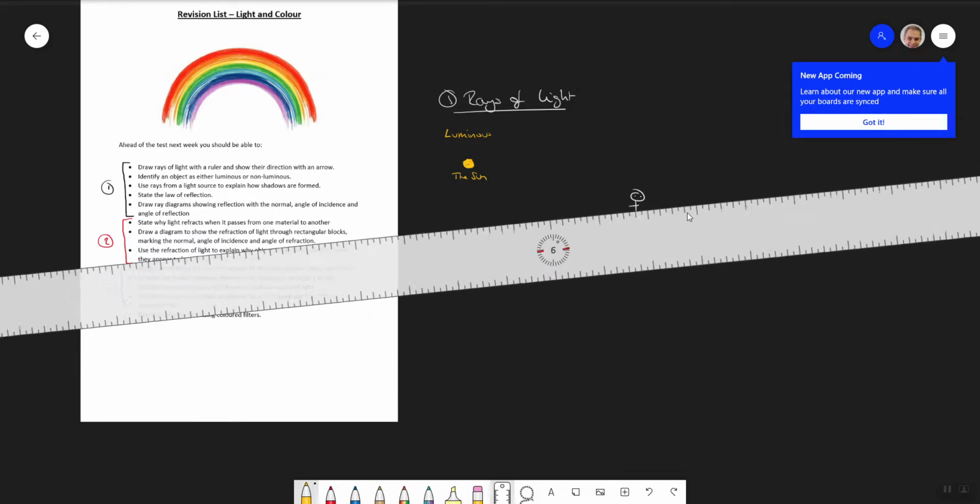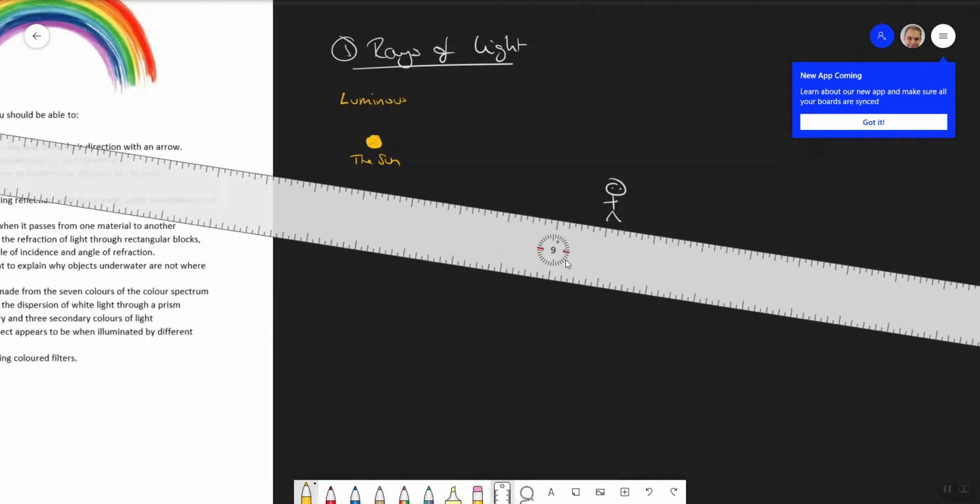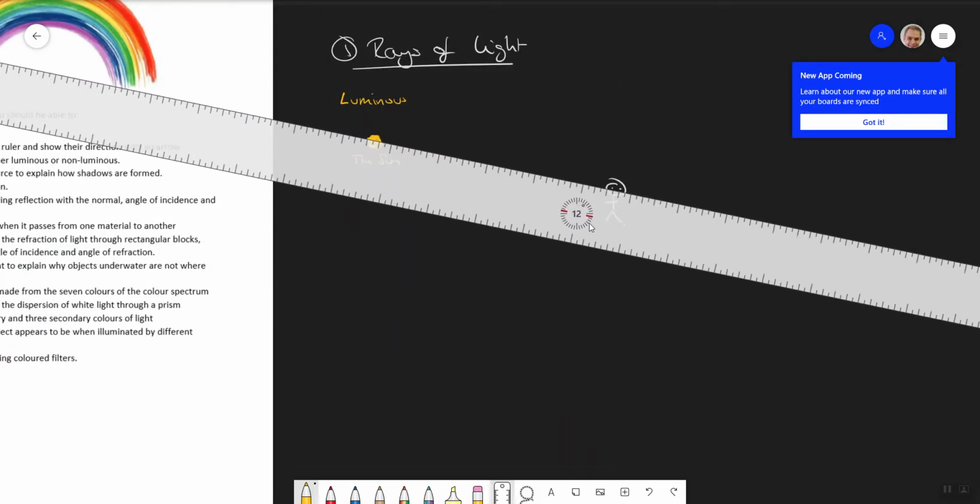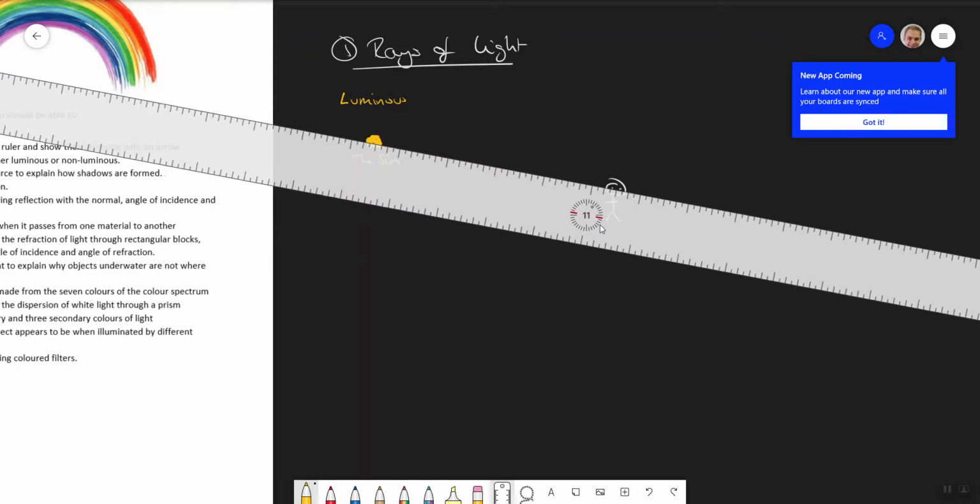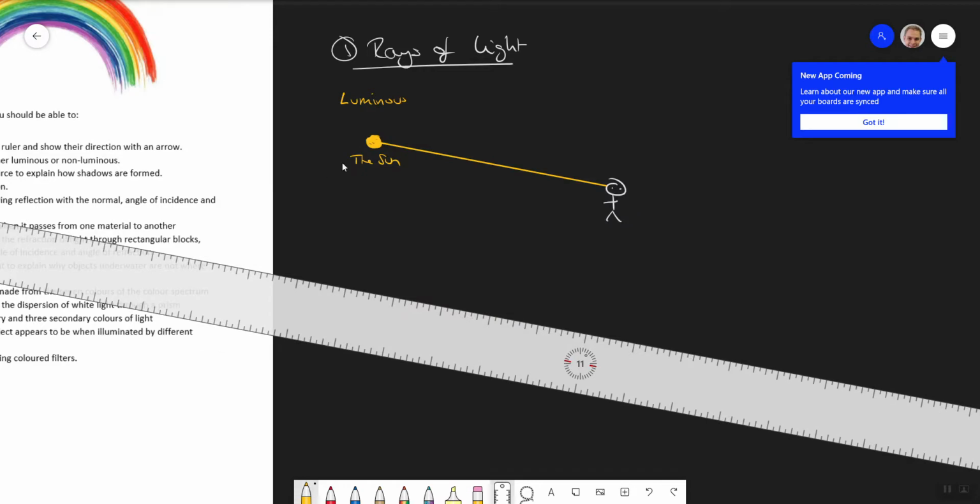And the key thing is that whenever we draw rays of light, we use a ruler. So we have the sun, we connect it up with a ruler. Here's a ray of light, and there we go. And the key is that it is going from the sun to the person, so we draw an arrow that way. And there we go. That's how you see a luminous object. What about a non-luminous object?